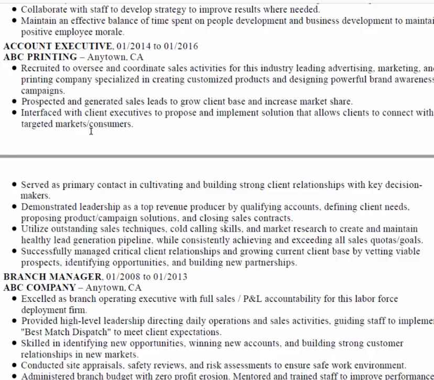Interface with client executives to propose and implement solutions that allow clients to connect with target markets. Of course, that's what you should do. But did you do it? Did you have any results? How did you compare to your peers? How did you do against your quota? So this is an example. I see a lot of this. This will get you eliminated from a job very quickly. So just go back to the first example that I showed you. Use that. That is the way to document your success, with results.